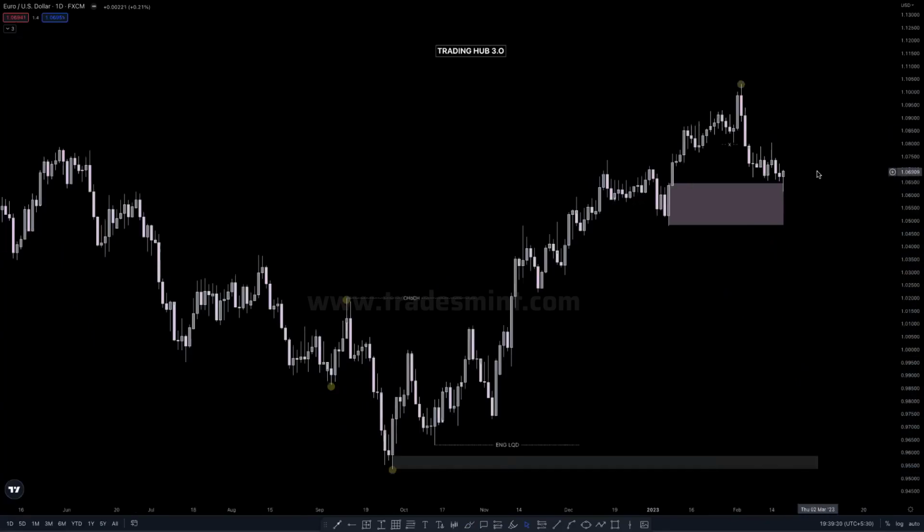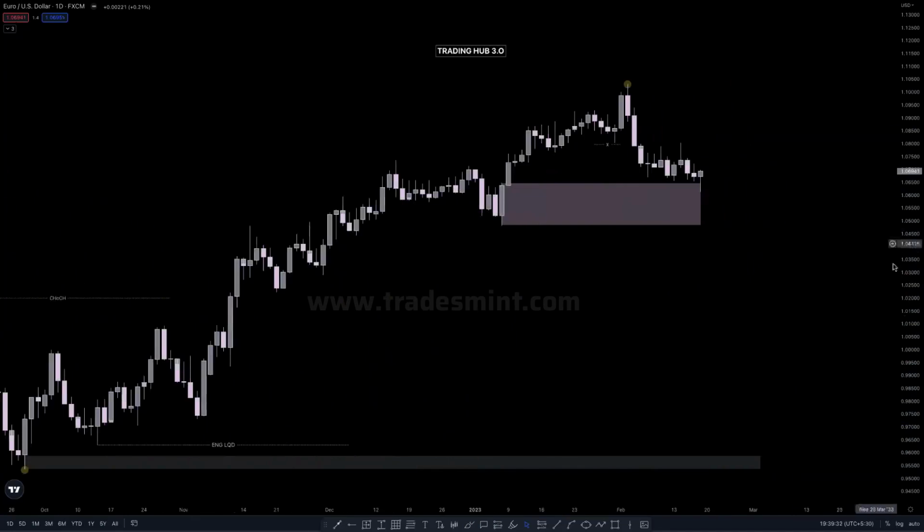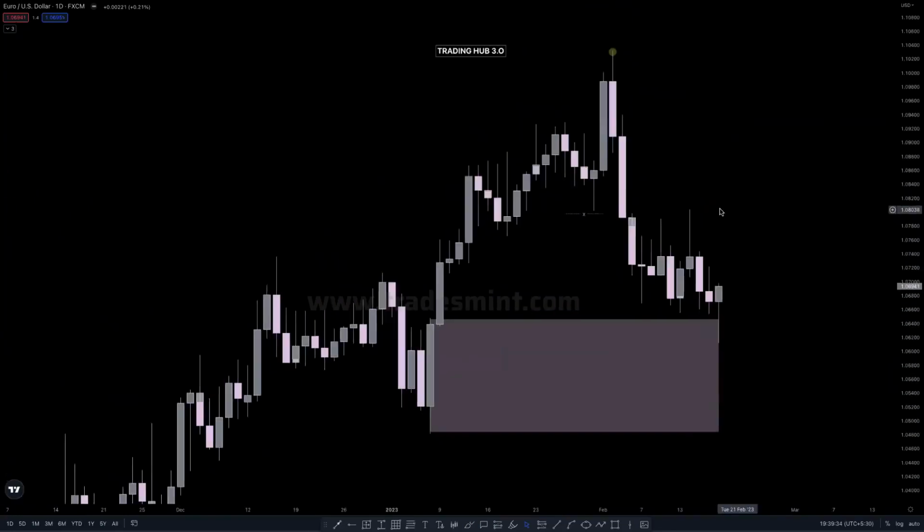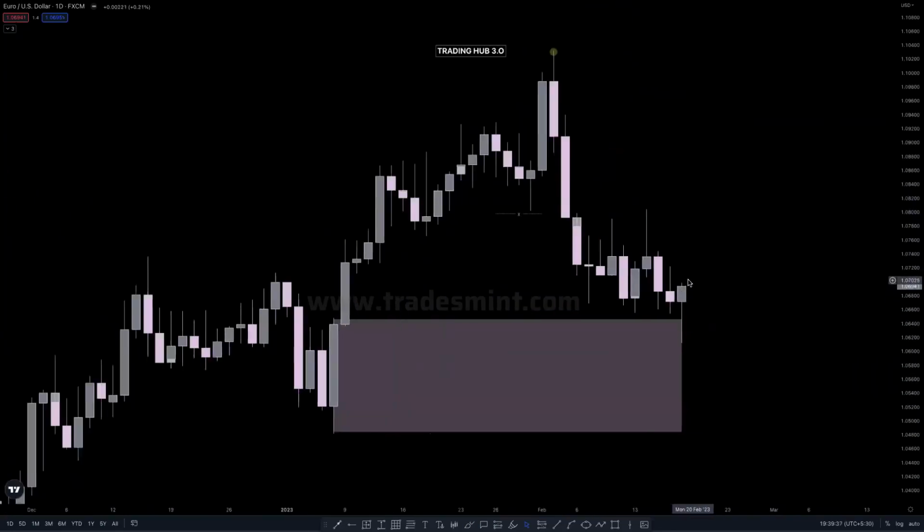Now switch to a lower time frame structure. But before switching to a lower time frame, look at this price behavior here. Last week, what happened here?